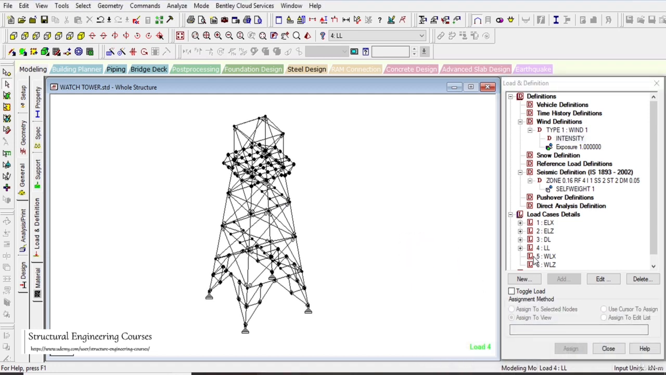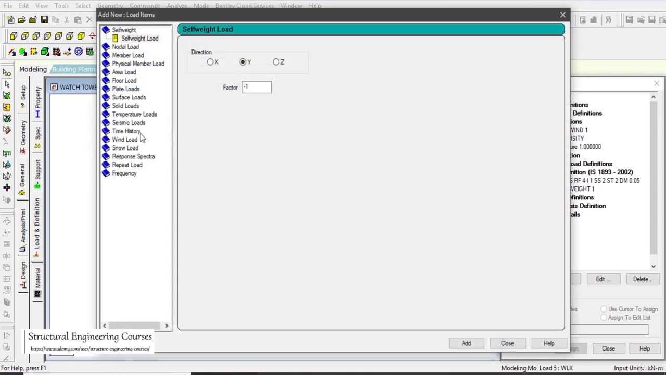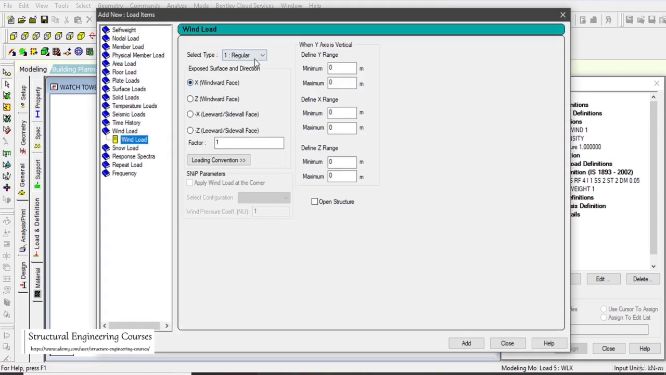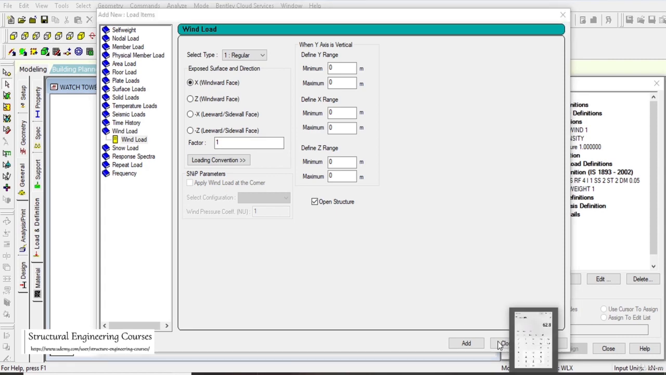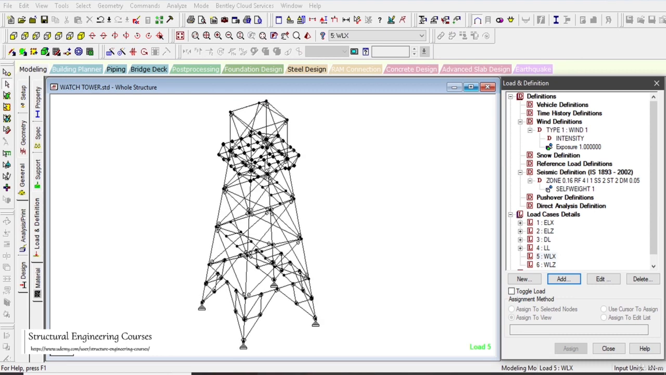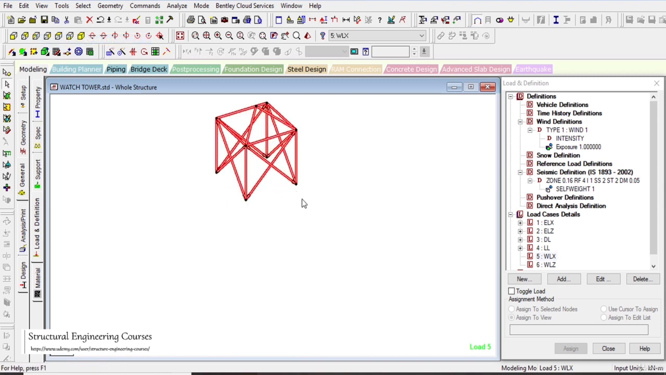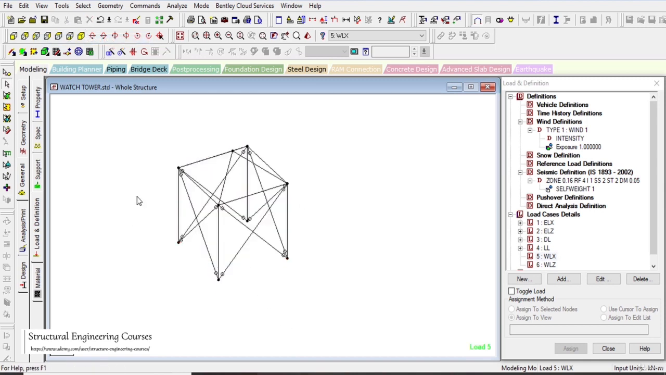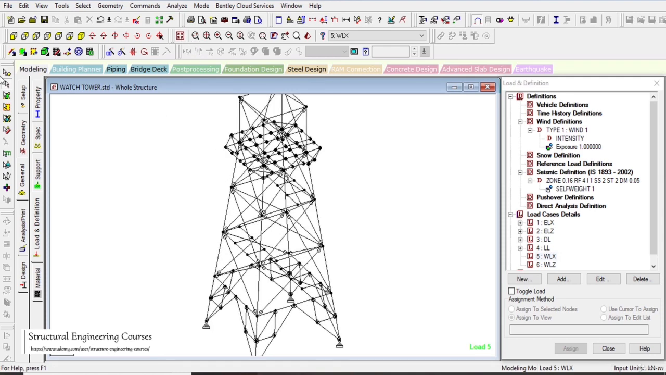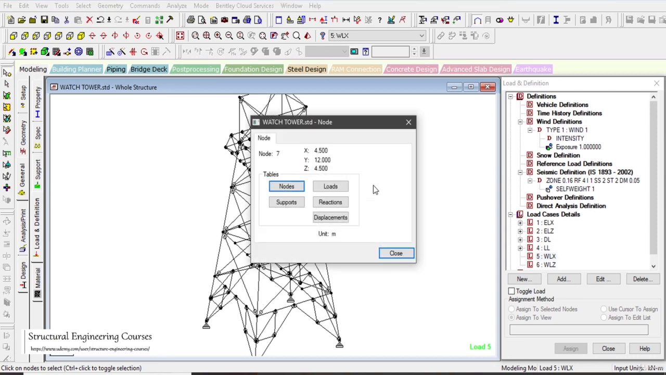So we can go to wind load X. Here we can left click on wind load, and we can left click on open structure. And I must say that the complete structure is not open. In this particular area, the wind shall behave in a different manner. That is, this particular area shall be covered on all the four sides. So what we can do here is that we can assign the wind loading up to the height of 12 meters.